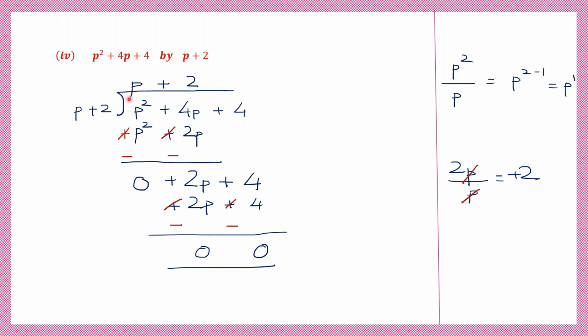So let me go back to my quotient. My quotient is p plus 2, which is my answer. So let's write down the answer. The answer is p plus 2. This is our final answer here.